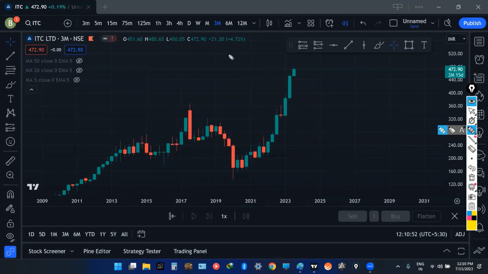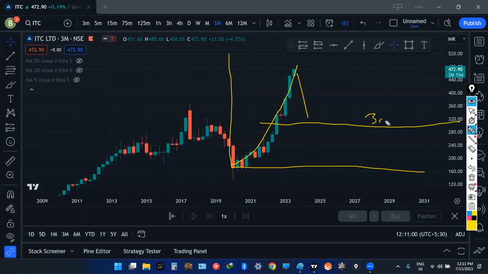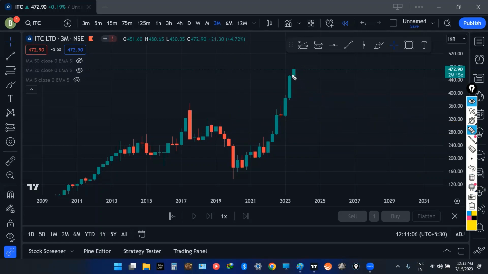You will again get an opportunity. So if this is what you can see, I think again it will come down till 300. Not at once, slow and steady, but it will come down to 300 again. So if someone is having a position in ITC, book your profits. Be patient, wait for 300. You will again get a very good entry at 300.